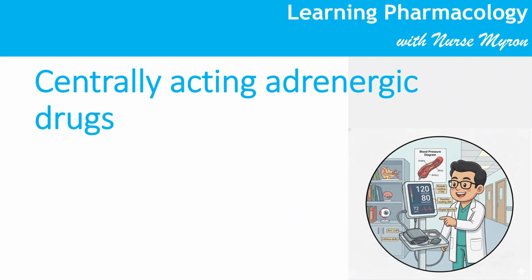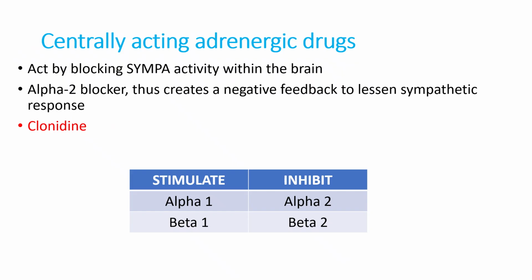Next, we have your centrally acting adrenergic drugs. Centrally acting adrenergic drugs act on the central nervous system, specifically on alpha-2 adrenergic receptors and imidazoline receptors in the brainstem. Activation of these receptors reduces sympathetic nervous system outflow, resulting in decreased heart rate, decreased cardiac output, and lower peripheral vascular resistance, all resulting in lower blood pressure. These drugs also increase parasympathetic or vagal tone.